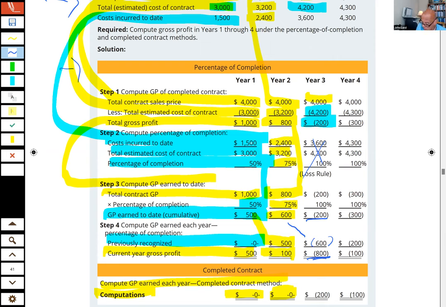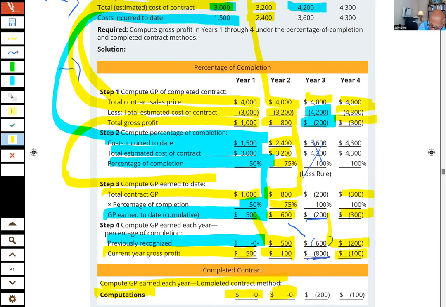Okay, then I finally do what? I finally limp into the last year of this contract, and the contract price hasn't changed. Now my estimated costs are $4,300,000, so I have to take that entire loss of $300,000. When you net those all together, I've already taken a net of 200,000, so I take 100,000 this year.